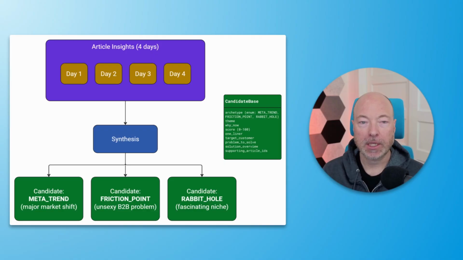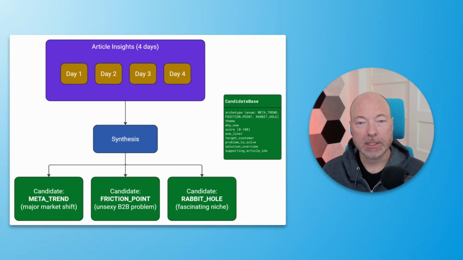So here's what the synthesis step will look like. We're going to take our article insights that we generated in the previous step, and we're going to look at a rolling window of 4 days of article insights. And we're going to feed all of those article insights into the synthesis step. And in the synthesis step, we're going to develop this into 3 separate candidates. So a candidate represents one startup idea.